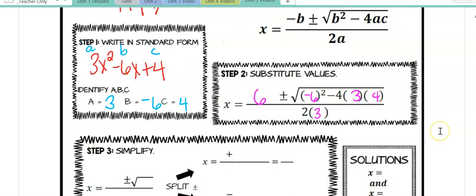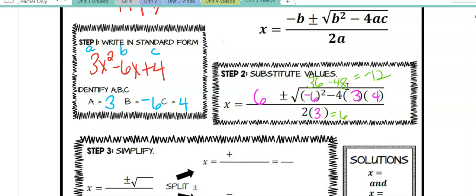So I told y'all what I do here first is I simplify this, and I do my two different ones. Negative 6 squared is a positive 36. Negative 6 times negative 6, no matter what, when you square something, it's always positive in math models and algebra. Then negative 4 times 3 is negative 12, times 4 is negative 48. So whoa, that equals a negative number. And then 2 times 3 equals 6.